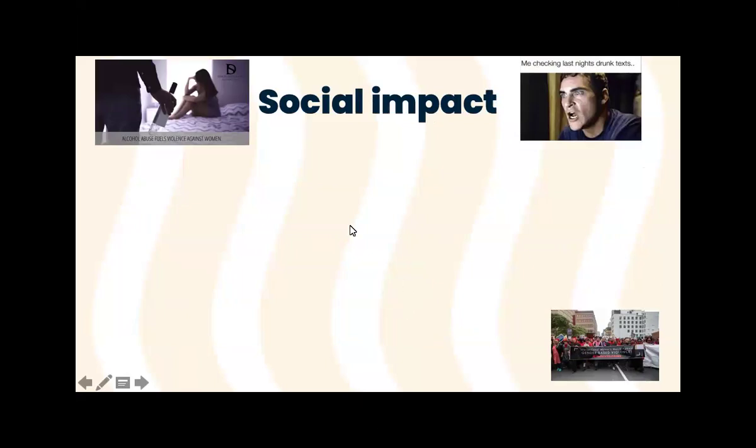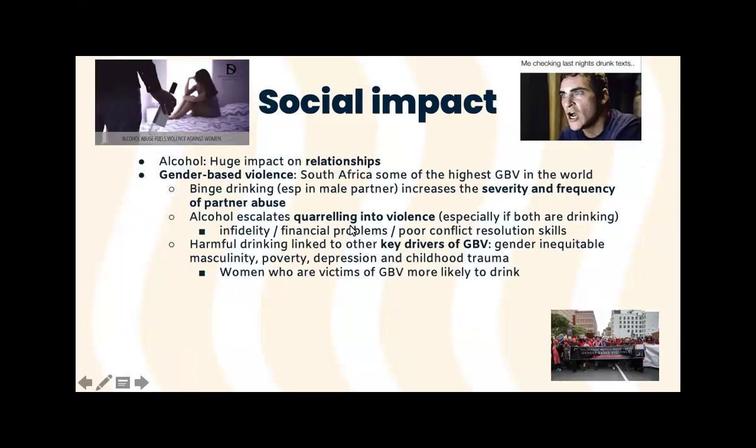There we go. It has a huge impact on gender-based violence. South Africa has one of the highest gender-based violence rates in the world, and binge drinking considerably increases both the severity and the frequency of partner abuse. Alcohol definitely escalates a quarrel, especially if both partners have been drinking. And alcohol also contributes to problems like infidelity or financial problems, which make the quarreling worse and contribute to why people quarrel.